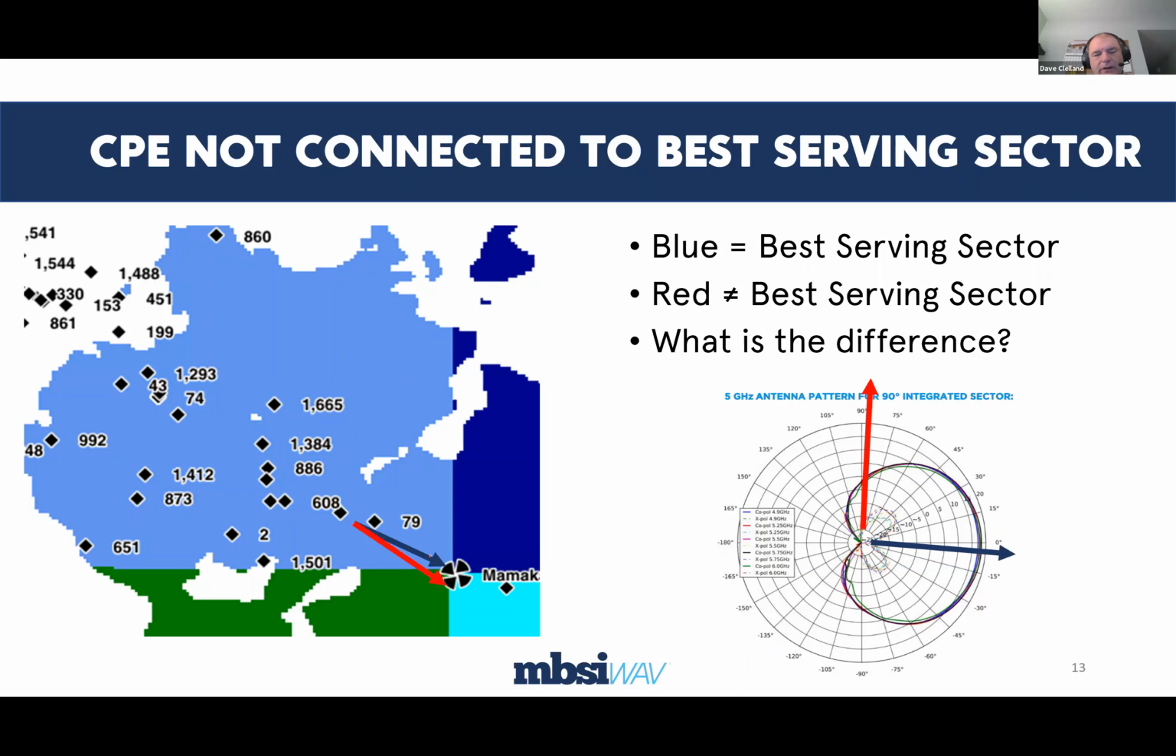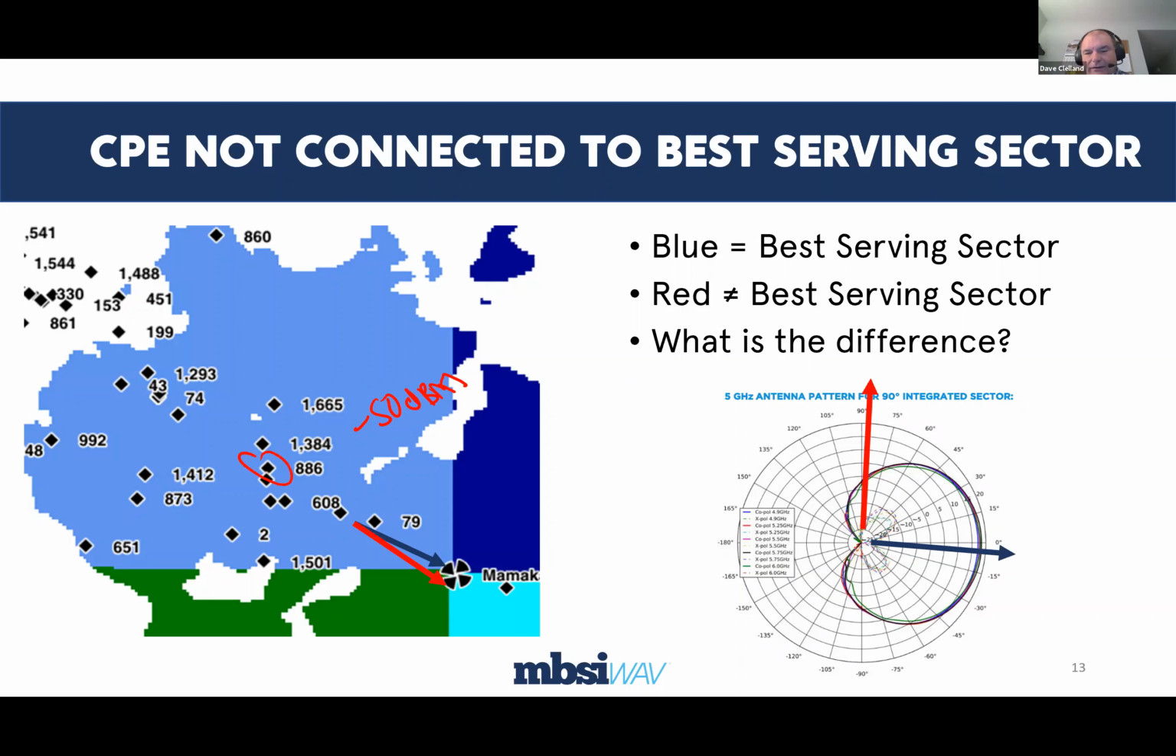So on the best serving sector, we might have a signal level of, say, -50. Let's say we take our number 866 out here, and on our best serving sector, it's got a signal level of -50 dB RSSI. Now, what happens if 866 here connects to the southwest sector?